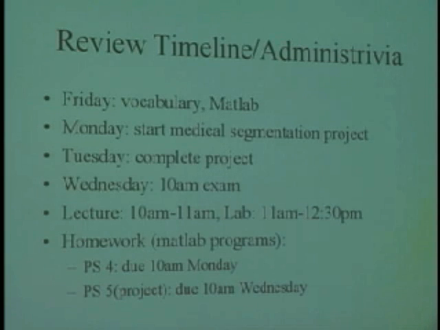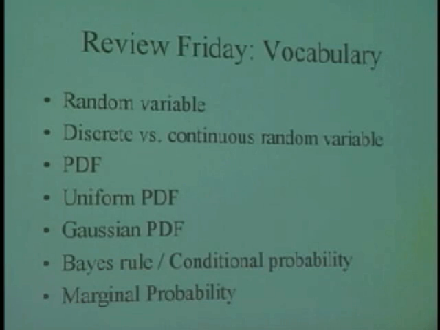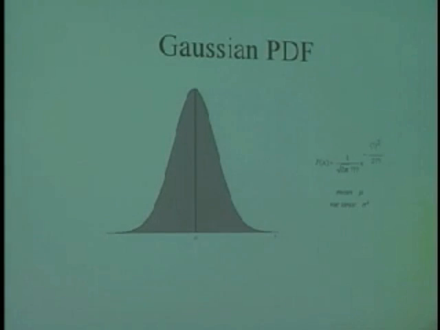All right. So here was the vocabulary from Friday, what we reviewed. The only new item here was the Gaussian PDF, and the reason I want to repeat that once more is because that is the only part of the Friday lecture that we're going to carry forward with us for our MRI segmentation problem. The picture is for the Gaussian. The x-axis is still labeled y.